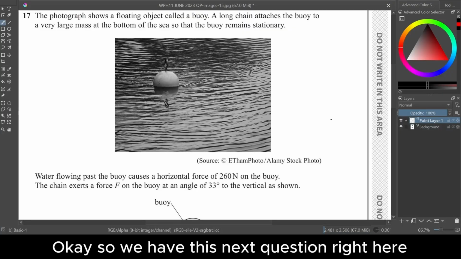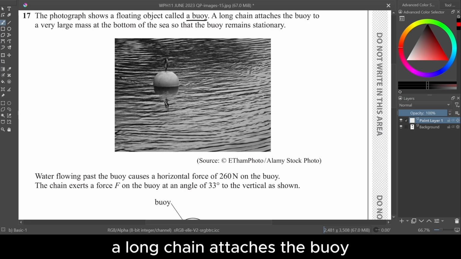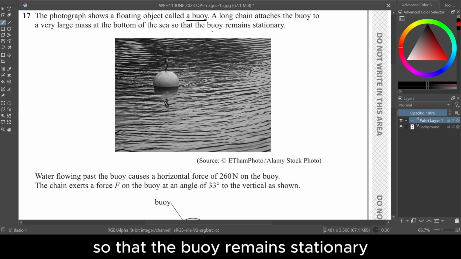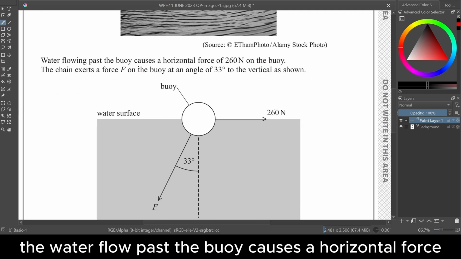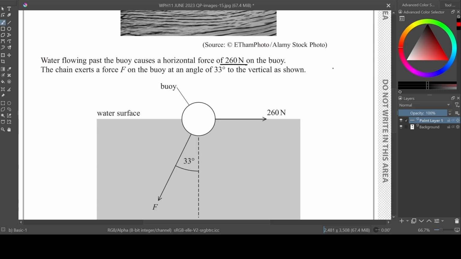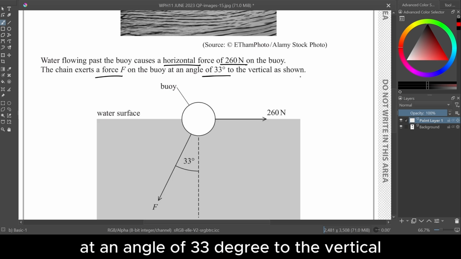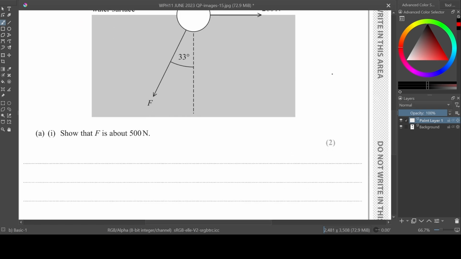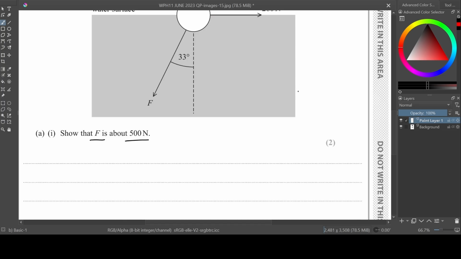Okay, so we have this next question right here. It says the photograph shows a floating object called a buoy. A long chain attaches the buoy to a very large mass at the bottom of the sea so that the buoy remains stationary. The water flow past the buoy causes a horizontal force of 260 newtons on the buoy. The chain exerts a force F on the buoy at an angle of 33 degrees to the vertical as shown. Show that F is about 500 newtons.